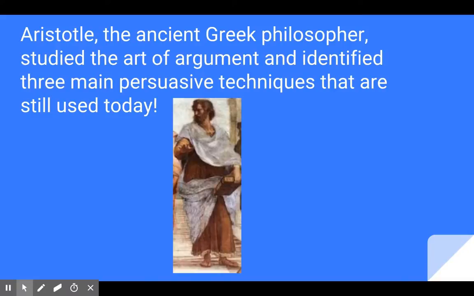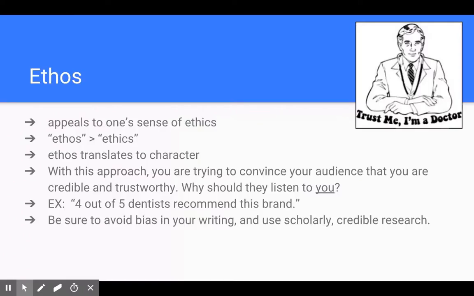So remember, we get these three appeals from Aristotle, ancient Greek philosopher who studied the art of argumentation and identified these three main techniques that people use to persuade their audience. Ethos is an appeal to one's sense of ethics. So think ethos, ethics, and it translates to character. If you're using this approach, you want to convince your audience that you are credible and trustworthy. They should believe what you're saying because you are a credible source. You've done research, you have experience, and you're someone that they can trust.